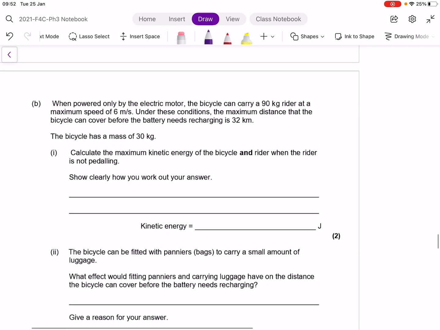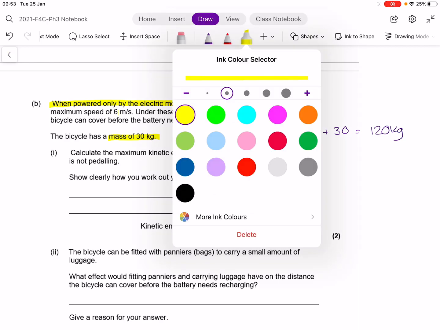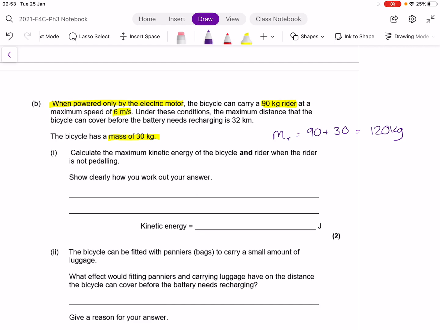Okay, find the maximum kinetic energy of the bicycle when the rider is not pedaling. So this is kind of said in the question, when powered only by the electric motor. 90 kilo rider, and the bike has a mass of 30 kilos. Okay, so let's write that out first. So the mass total is 90 plus 30. So that's 120 kilos. Maximum speed is given, 6. Okay, so v equals 6 meters per second.